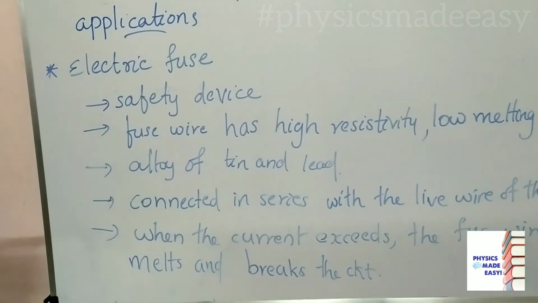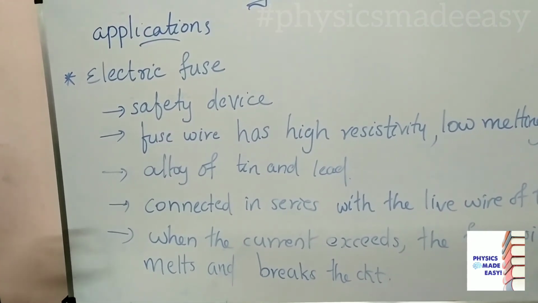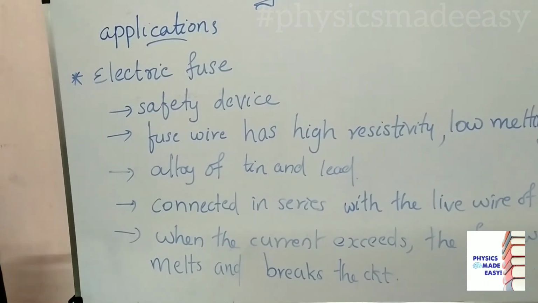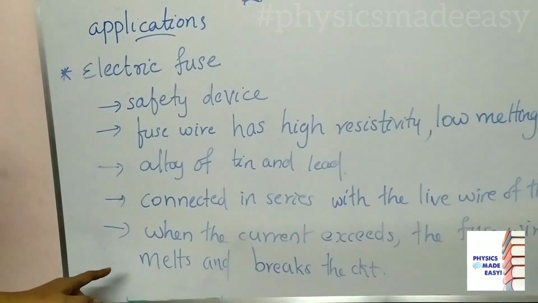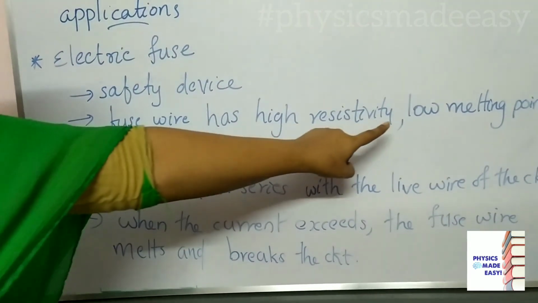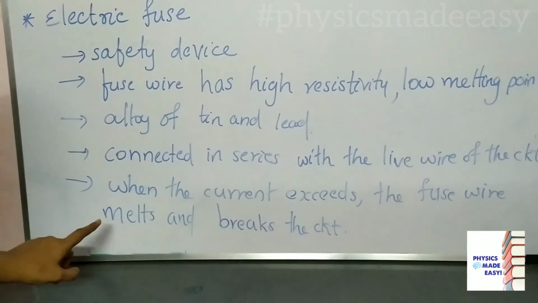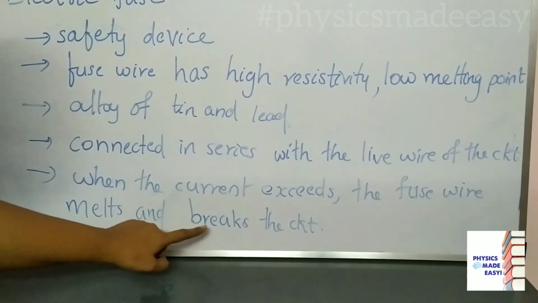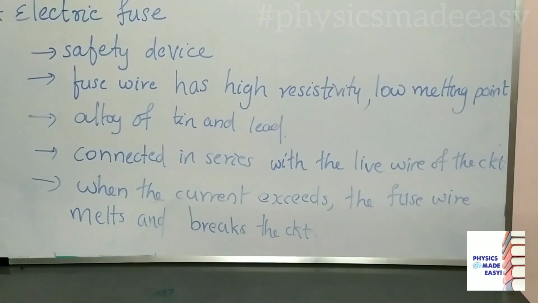When the current exceeds a safety limit there, what will happen means the fuse wire gets heated and that will melt. You know, for this fuse wire its melting point is low. Due to that it will melt and break the circuit. Like that way we can protect our electrical appliances.